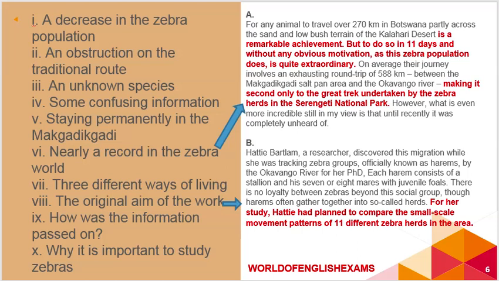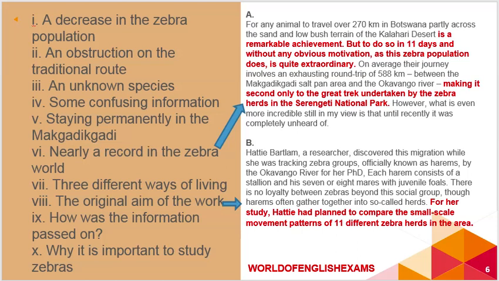Now let's proceed to reading the passage B. Hattie Bertlam, a researcher, discovered this migration while she was tracking zebra groups officially known as harems by the Okavango River for her PhD. So there is a researcher named Hattie Bertlam, and what did she do? She was pursuing her PhD, and as a part of her study, she has discovered this migration. Okay, so far we haven't got the right title.